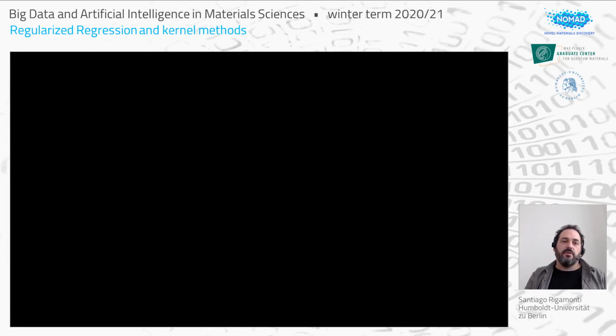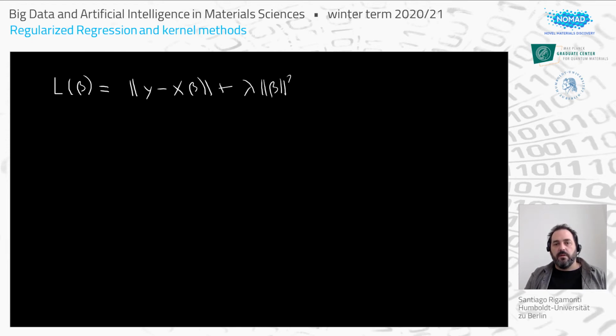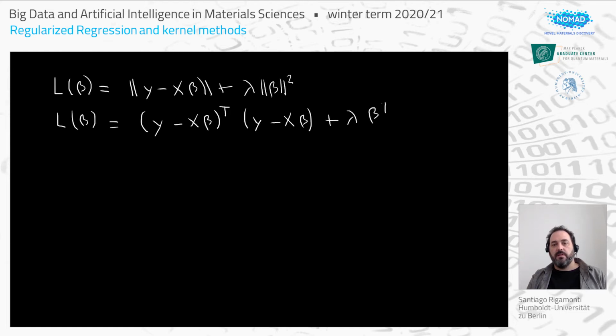In ridge regression, we will solve the following loss function. This is the residual sum of squares first, as we had before, y minus x beta, plus lambda beta squared. Let's write it with a slightly different notation, which is convenient for calculating gradients: (y minus x beta) transpose (y minus x beta) plus lambda beta transpose beta.